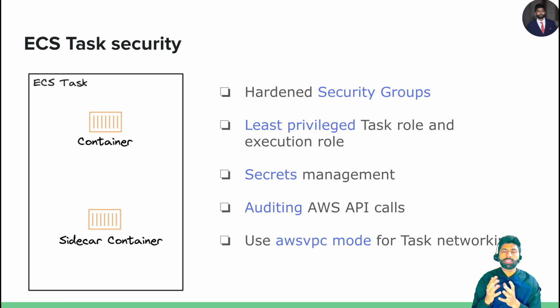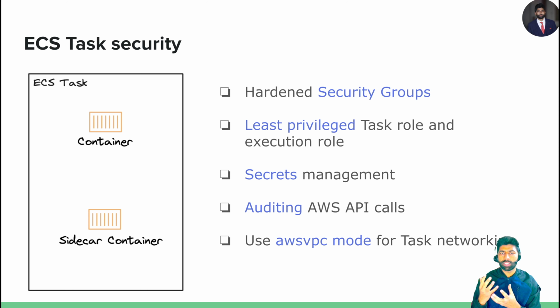So now let's discuss the security of ECS task. As we know, an ECS task contains a container or multiple containers. Best practice is to run one business container along with any sidecar containers which are required by the business container. When you create an ECS task, you define and attach a security group to that ECS task. You need to ensure that the security group attached to the ECS task is hardened with the least permissive inbound and outbound rules. In ECS task, you have two types of roles, task role and task execution role.